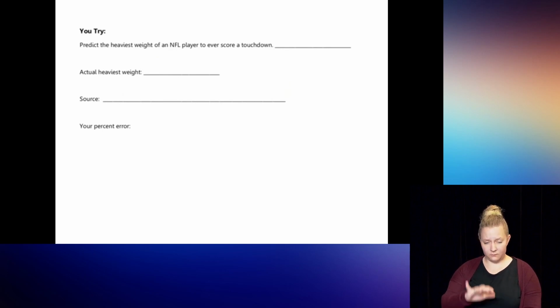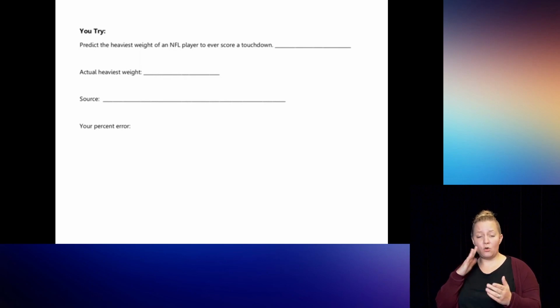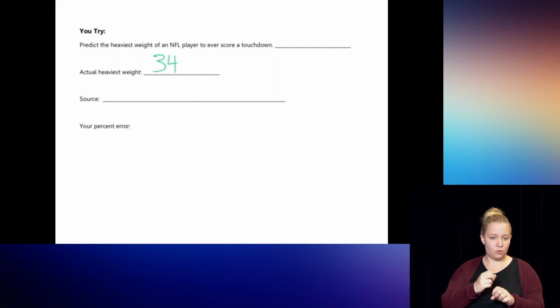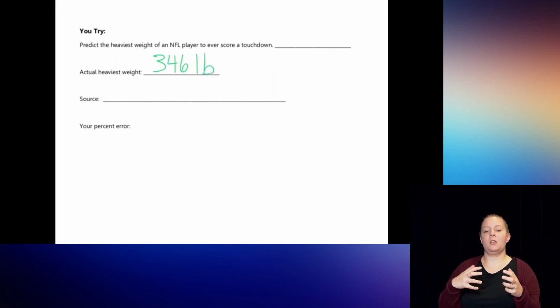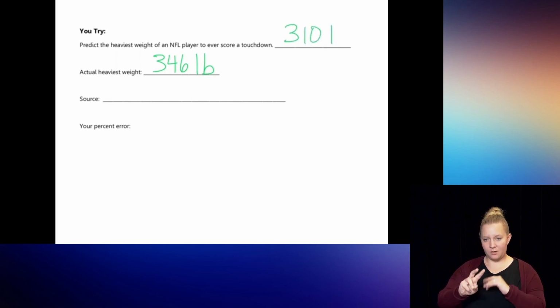On this one, I can't help you know whether your answer was right or wrong because I don't know what your prediction was. So I can give you the fact the actual heaviest weight was 346 pounds. You're going to need to tell me a source where you can find that, and I want you to list which player it was so I know that you looked that up yourself. I will tell you in a sample one, like we'll pretend that my prediction was 310 pounds, and I'll show you the process you should have followed. But again, your answer will be different than mine based on what your prediction was.